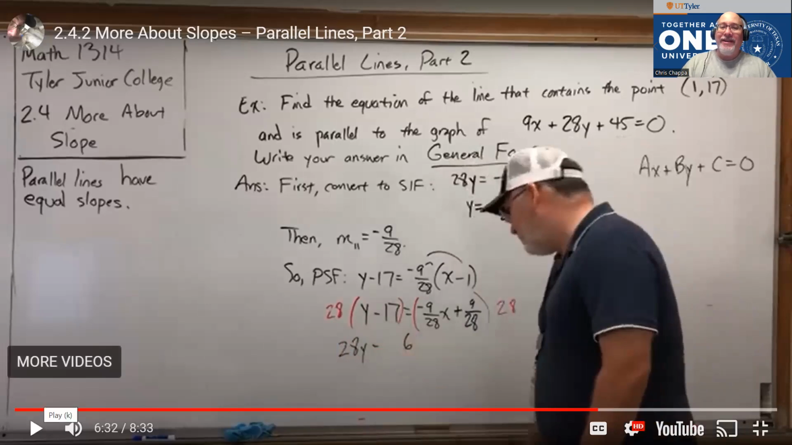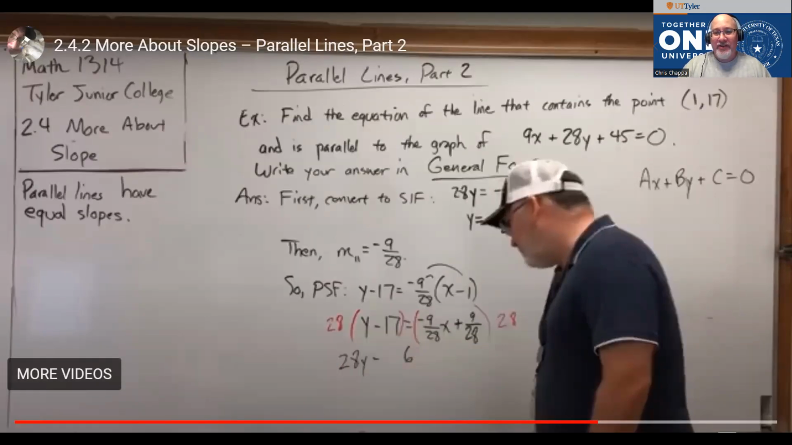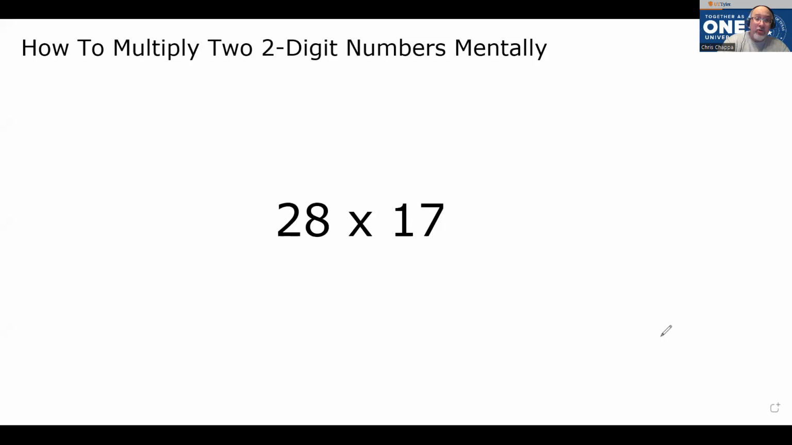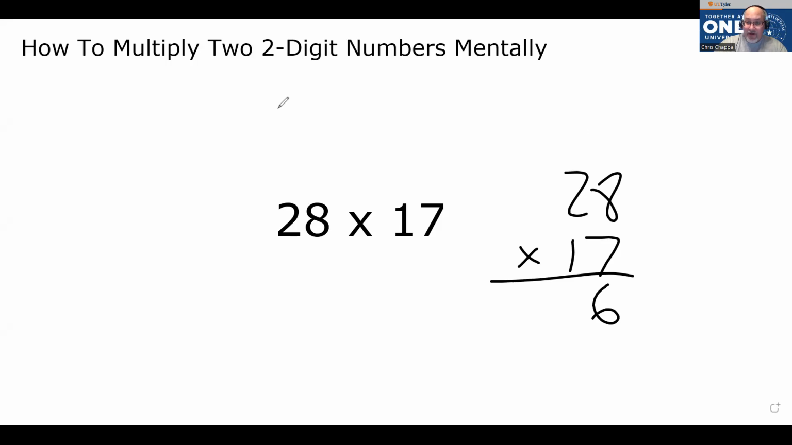Let's start right there. It ends in a 6. Well, how did I know that? Because I know the basic algorithm for multiplying two numbers in general. For example, if I were doing this the standard way, it would be 28 times 17. The first thing you would do is multiply 8 times 7, get 56, write the 6 and carry the 5.